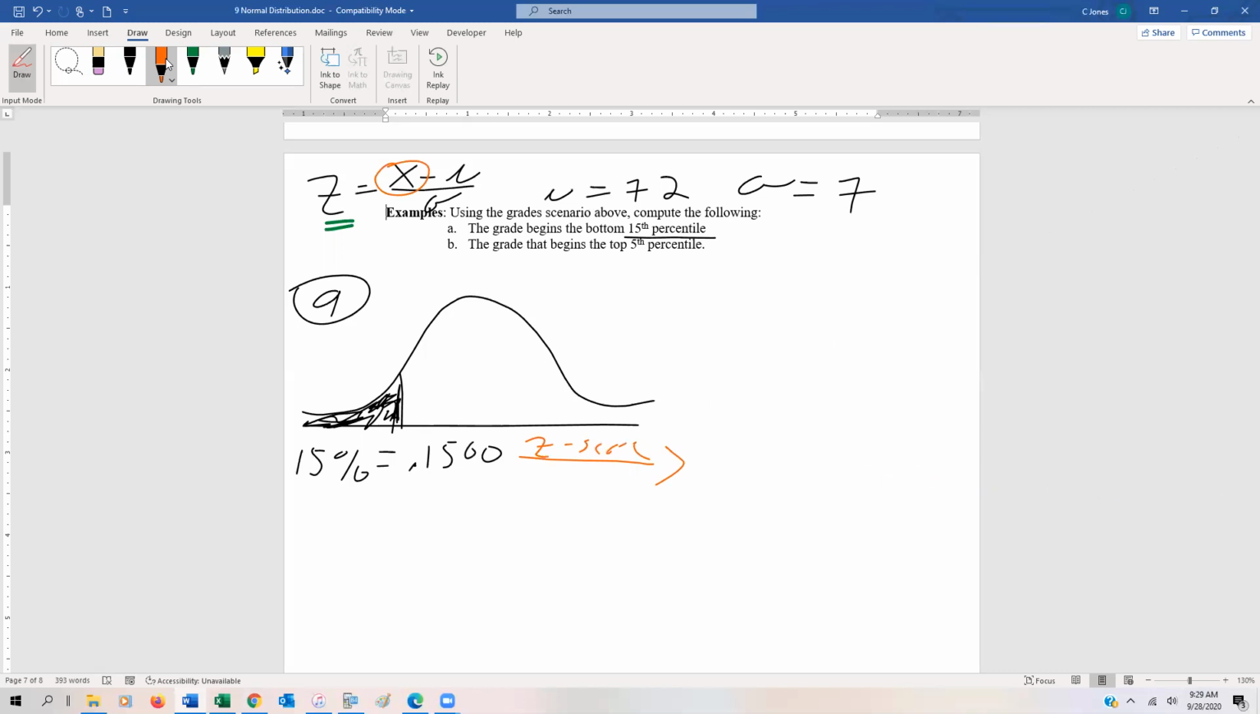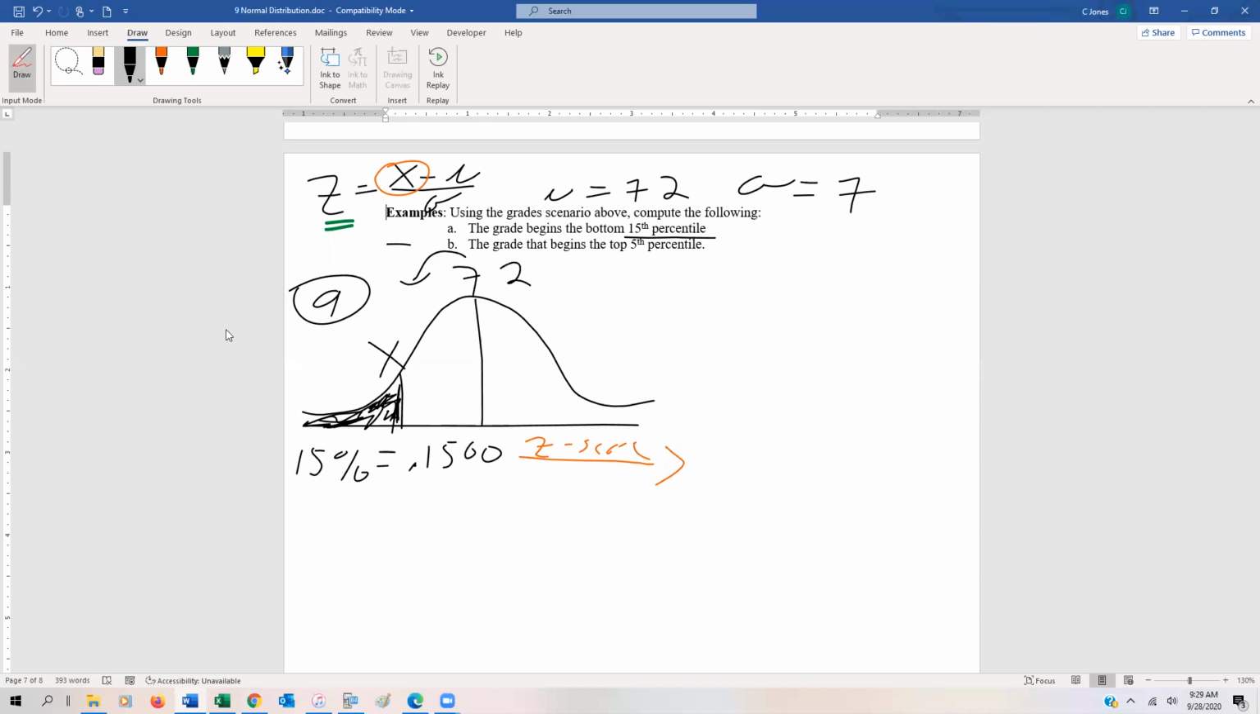One of the first things we should remember is which side of the table we need to be on. Is it the negative or the positive side? We know right here is 72. This is the x value that we're looking for. Since we're on the left side of 72, we're going to look at the negative side of the table. So the z-score should be negative because we are so many standard deviations below the mean.